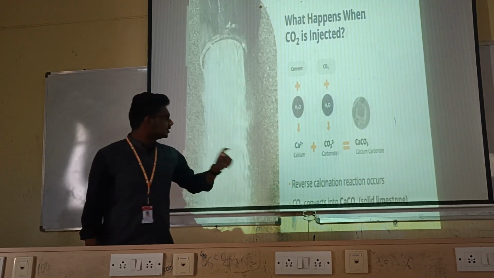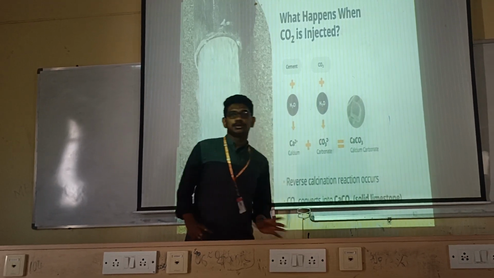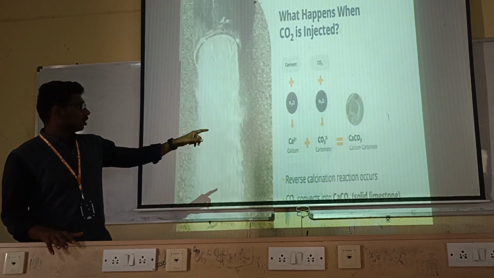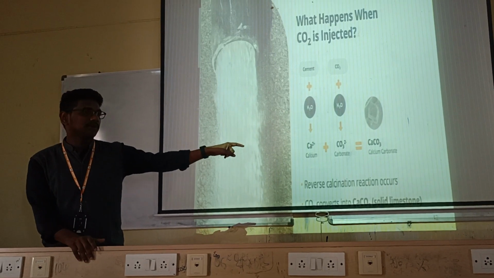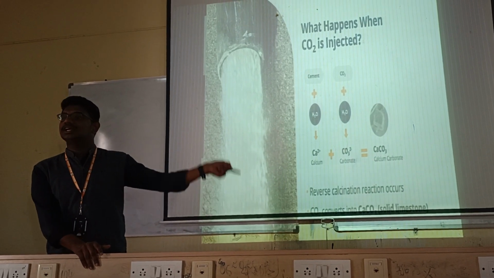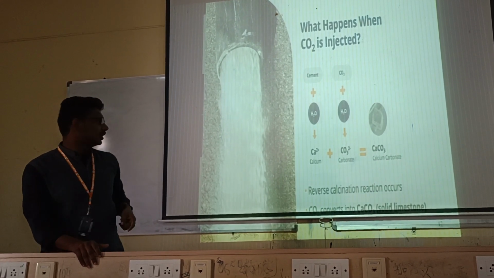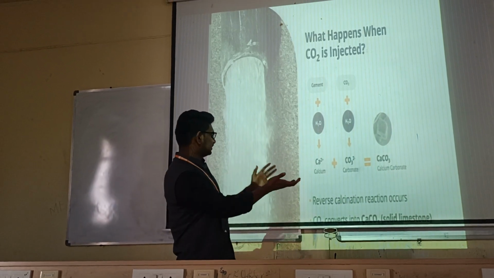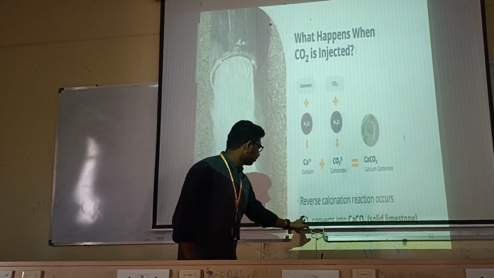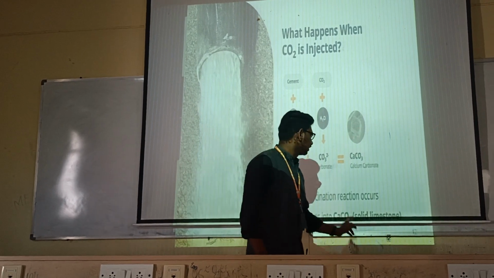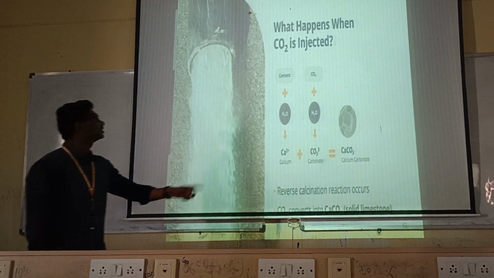This is a reverse calcination process, because we know what the calcination reaction is. On the combustion of CaCO3, calcium carbonate, we get calcium oxide and carbon dioxide is emitted. So this process is the exact opposite of that, because we are converting carbon dioxide into calcium carbonate here. So this is a reverse calcination process.